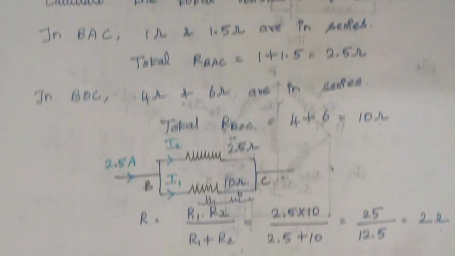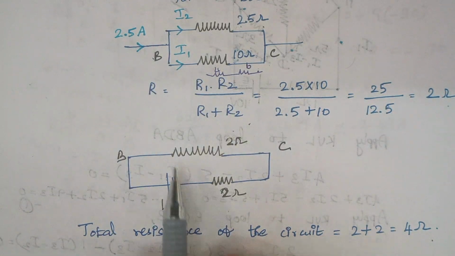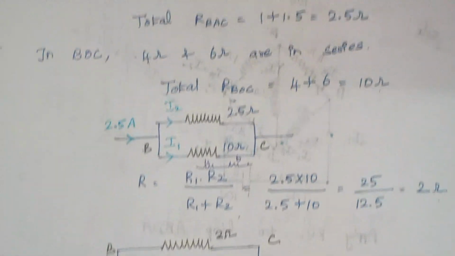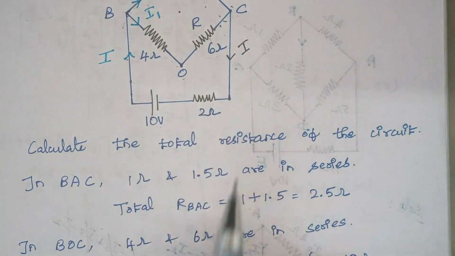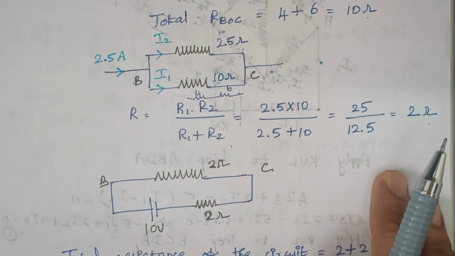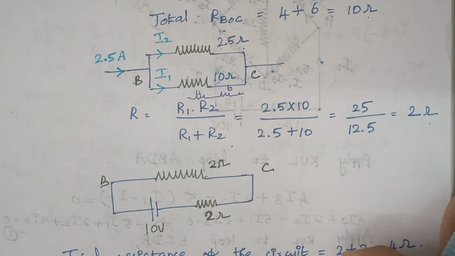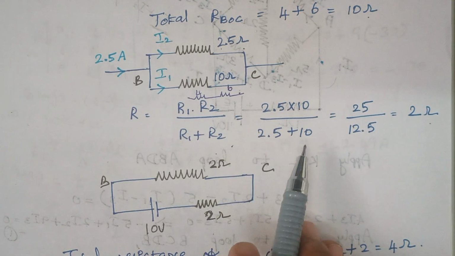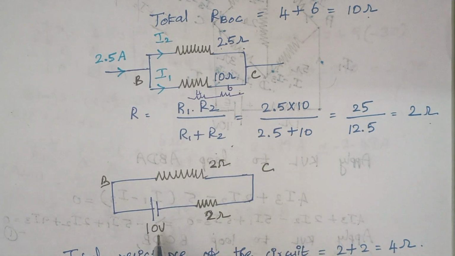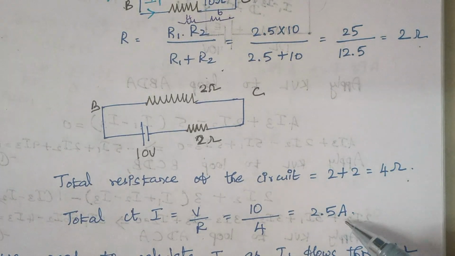That's it. So, again when I redraw the circuit, this is B and this is C. I am having a 2 ohm resistance, and apart from that, between B and C, I am having a 10 volt with a 2 ohms. So, this is what is drawn here. Now, we can easily calculate the total current that flows in the circuit. Here total resistance is 2 plus 2, 4 ohms, and here the total supply voltage is 10 volt. Therefore, 10 by 4 gives you a value of 2.5 amps.